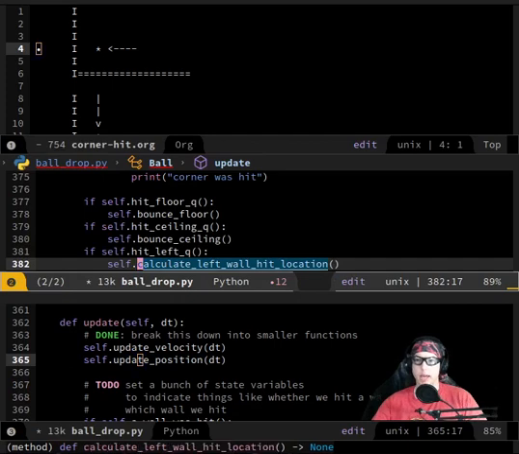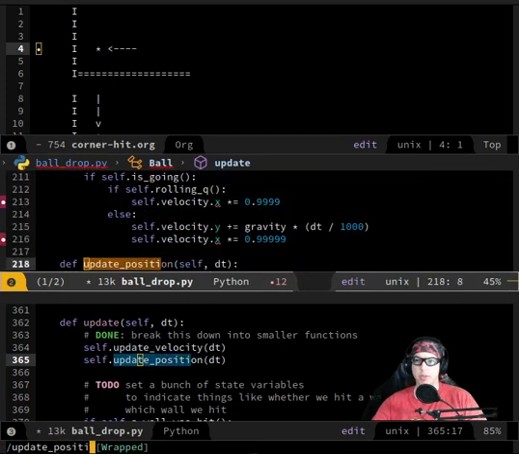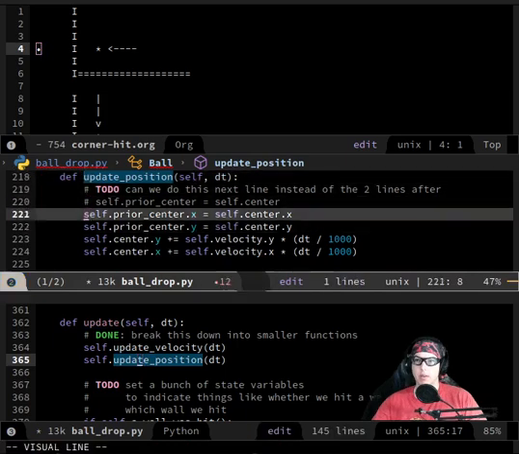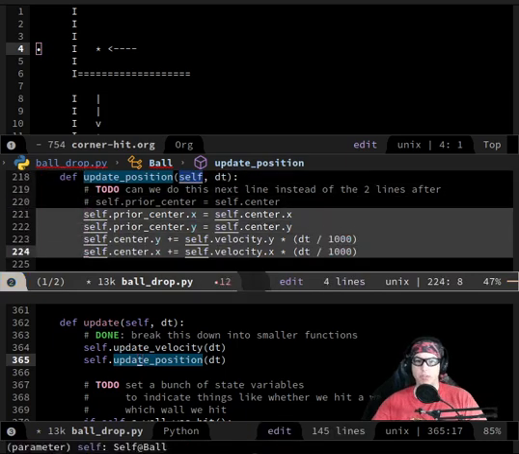We can go look at update position here. So it just moves us without looking at whether or not we hit a wall or something.